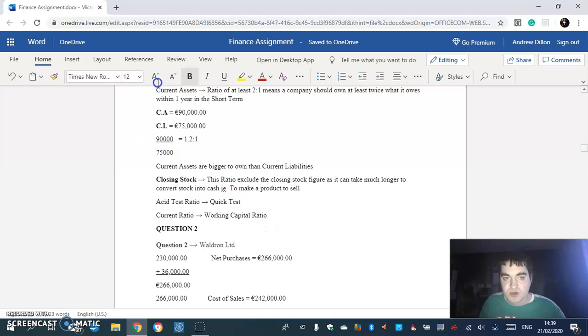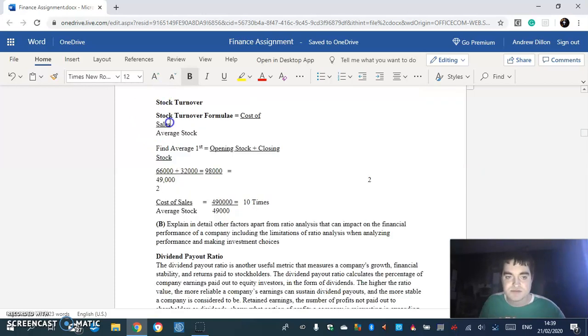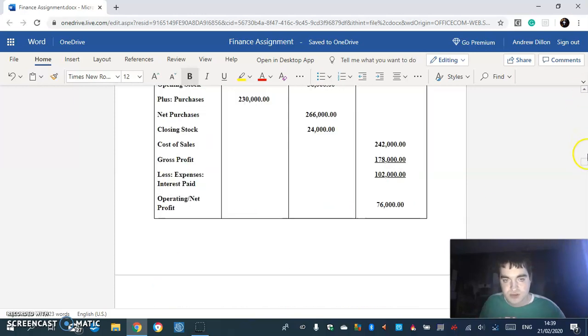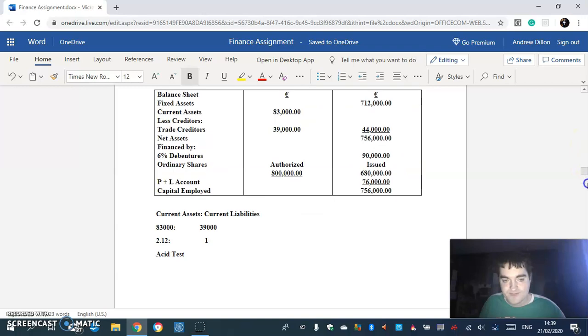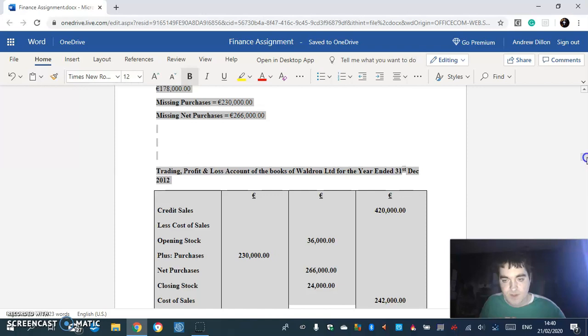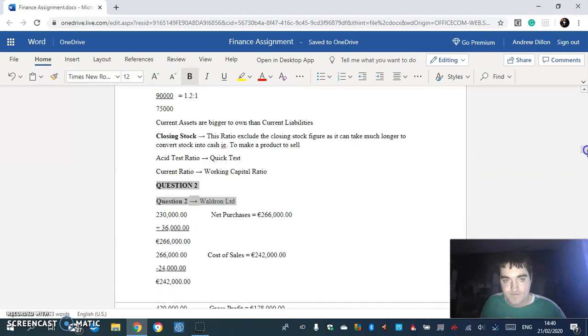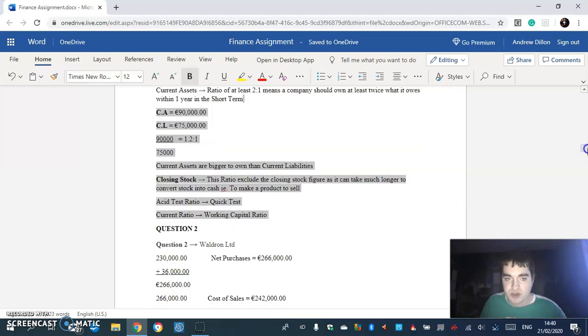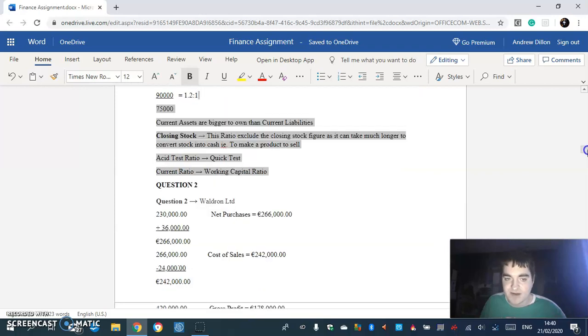Don't mind these figures, they didn't matter, they were just my draft. Anyway, I'll move on to question number 2. There's question 1 I completed so far.